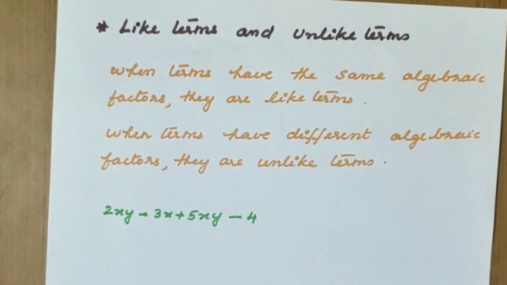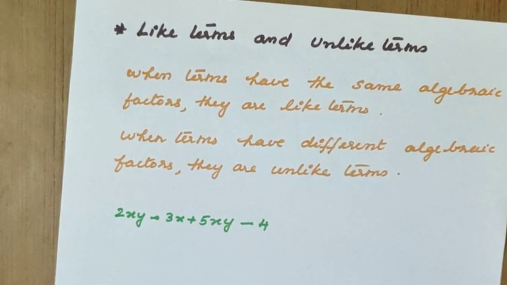Next topic, like terms and unlike terms. One of the important topics. Without knowing this, we cannot do the operations on algebraic expressions. So learn this topic thoroughly. Like terms and unlike terms. The words themselves show the like and unlike there. So something is the same, something is different. So let us see what it is.